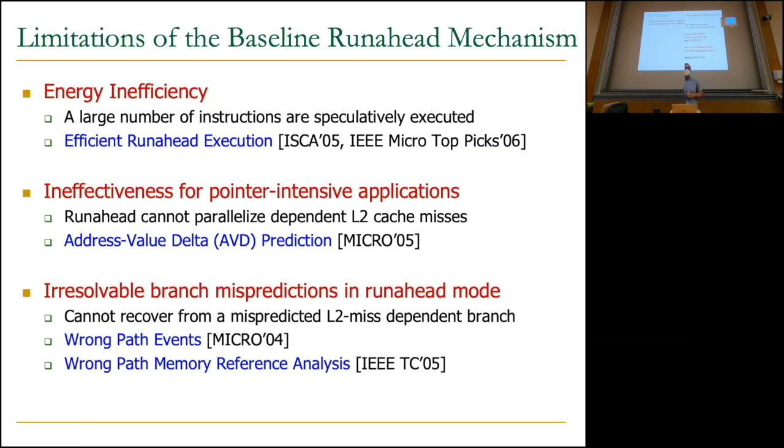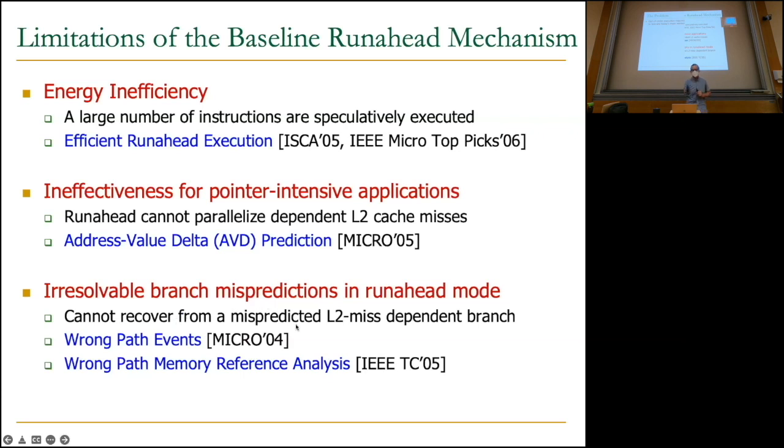How do you curb that? How do you reduce that? You're ineffective for pointer-intensive applications because you cannot parallelize dependent cache misses. How do you solve that? One way of solving that is predicting the values of those dependent instructions. Actually, this works nicely. If you read that paper, there's a simple mechanism to help that. It doesn't always work, though.